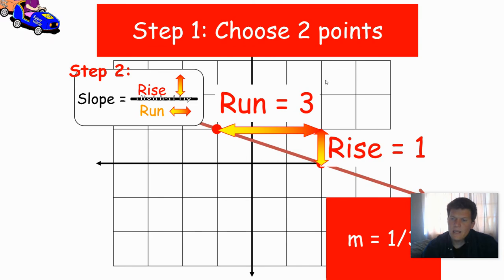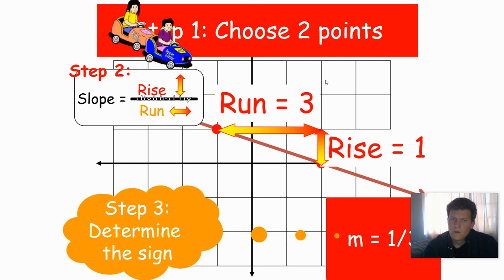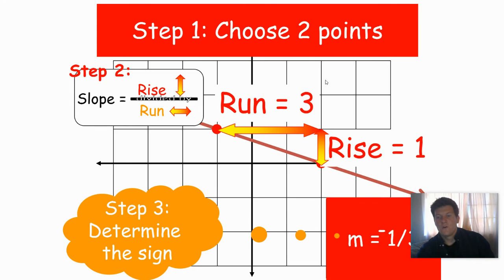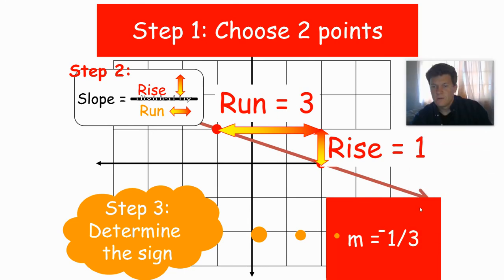What's the sign of this slope? Going downhill. That means I have negative slope. So my slope for this example is negative 1/3.